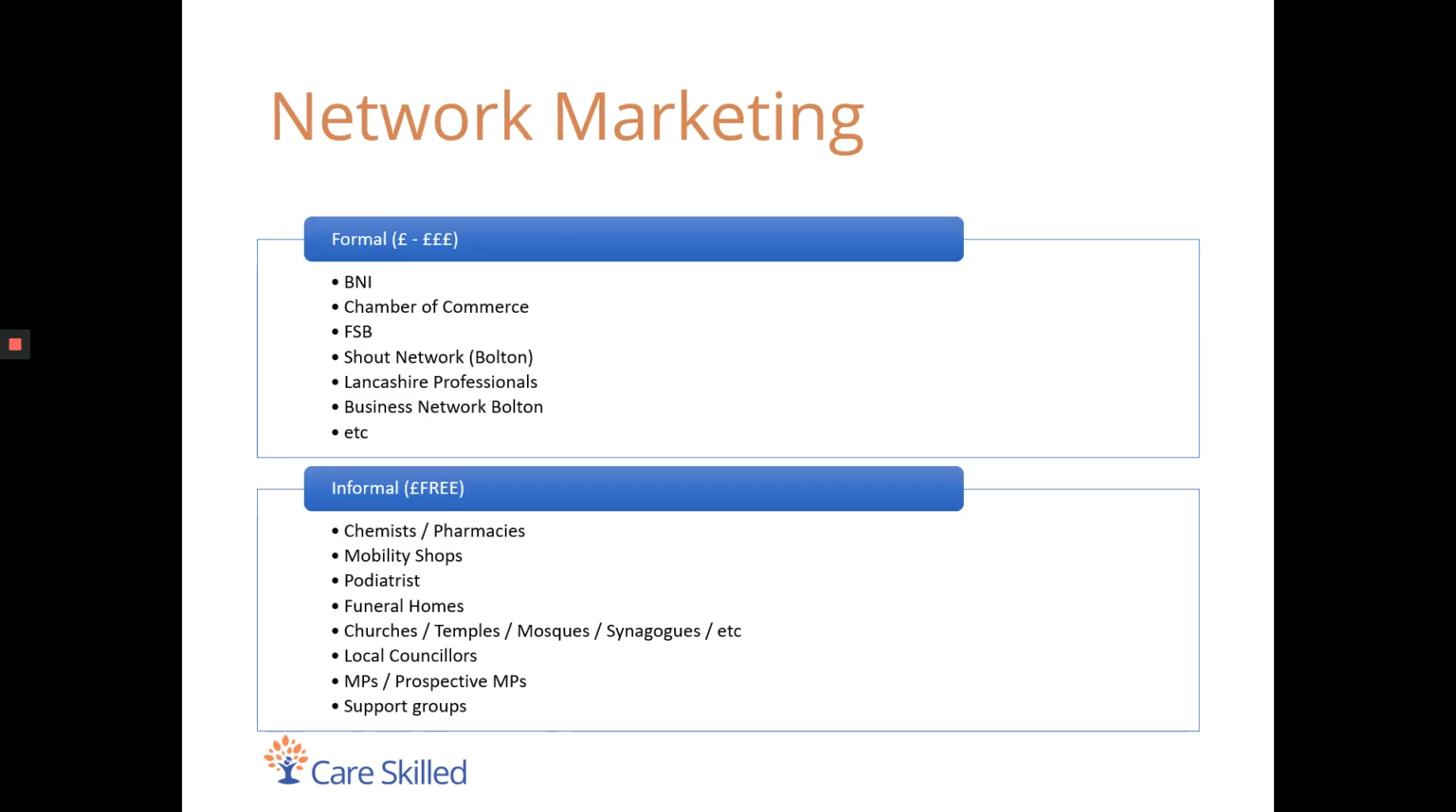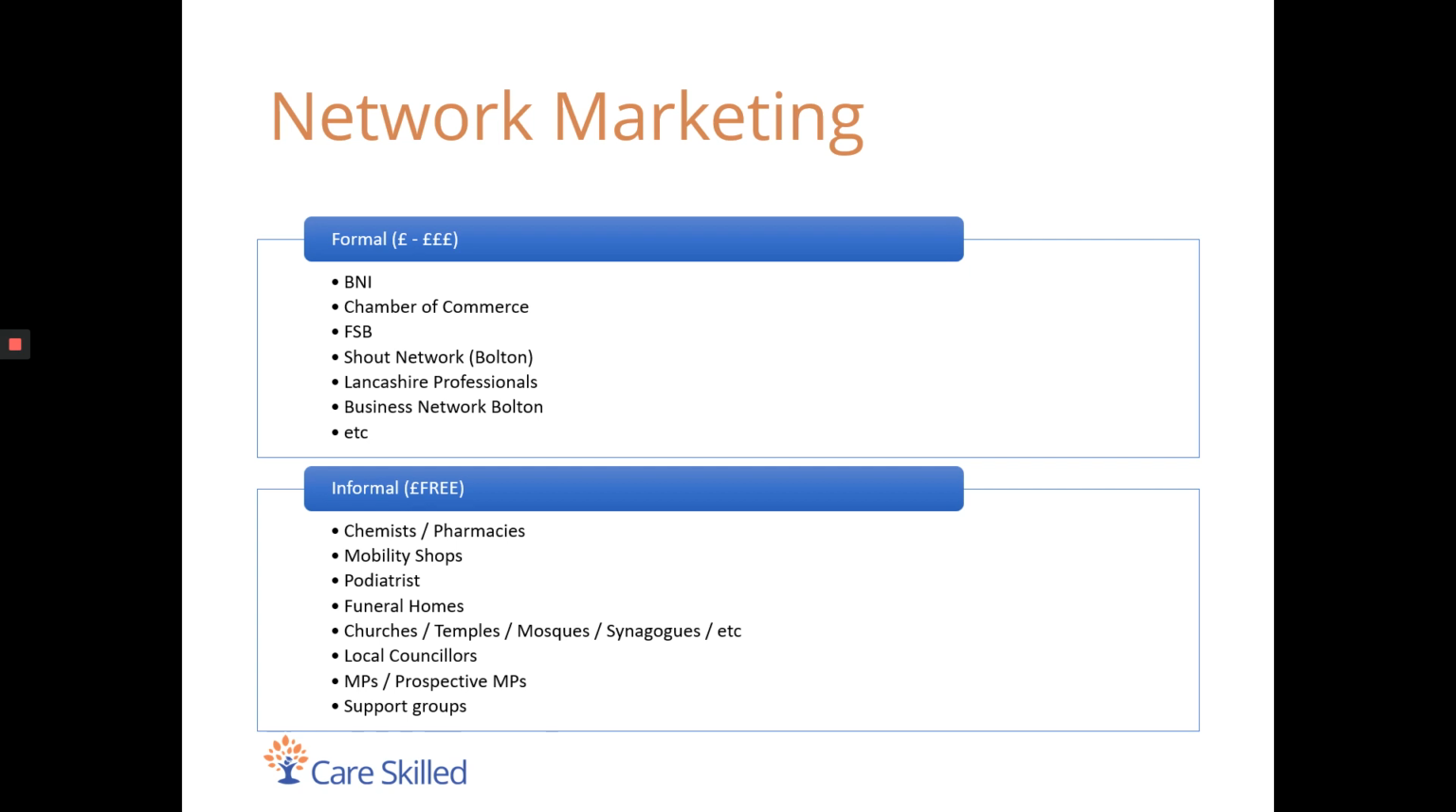Network marketing. You can split this into formal and informal. Formal are things like B&I, Chamber of Commerce, Federation of Small Businesses. They tend to organise formal networking events. Some of them are weekly, some monthly, some quarterly, where you'll go and meet fellow business professionals.